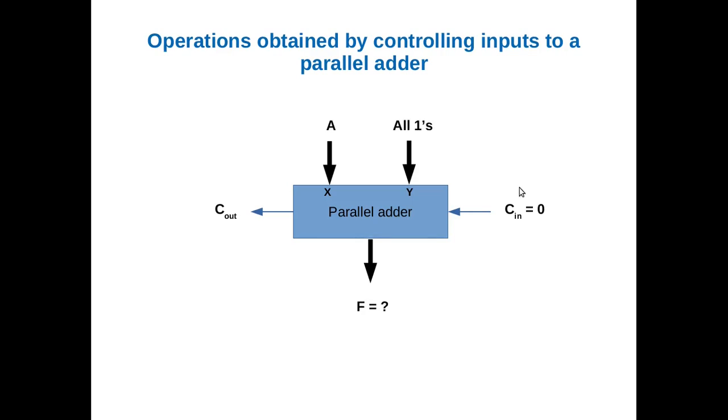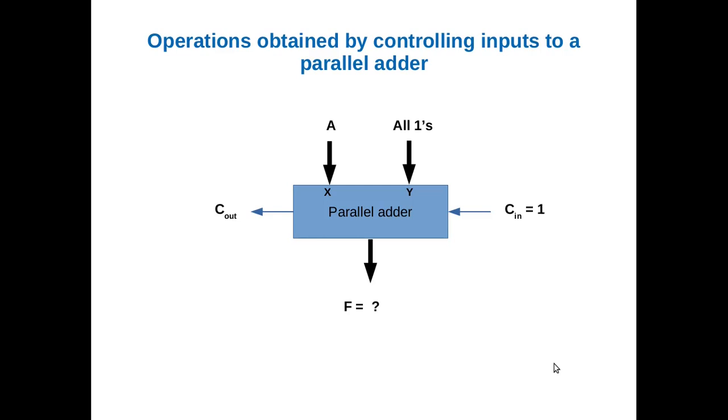And another case is X input is A, Y input is all ones, that is 4 ones in our case of a 4-bit parallel adder. Then Cin is equal to 0. Four ones is the equivalent of minus 1 in 2's complement notation. So A plus minus 1 plus 0, and the output will be A minus 1, or decrement A.